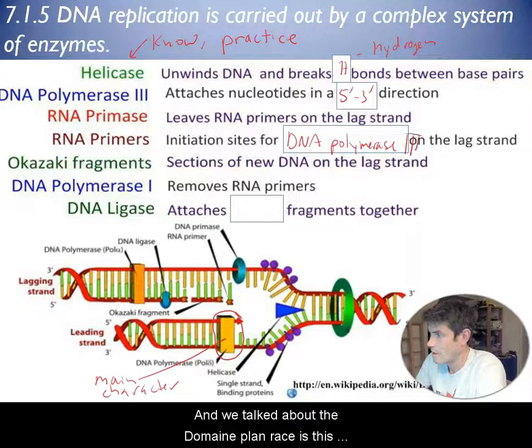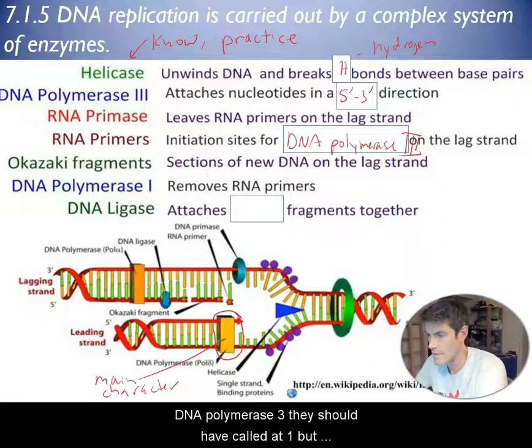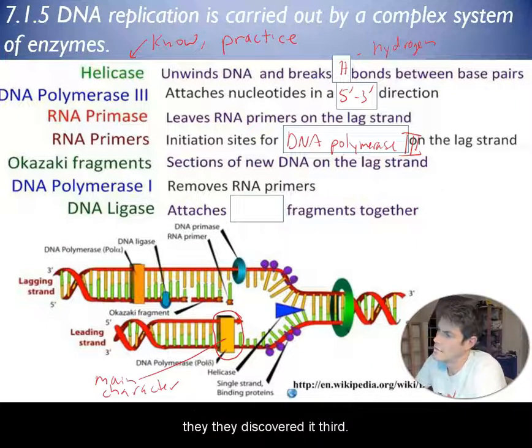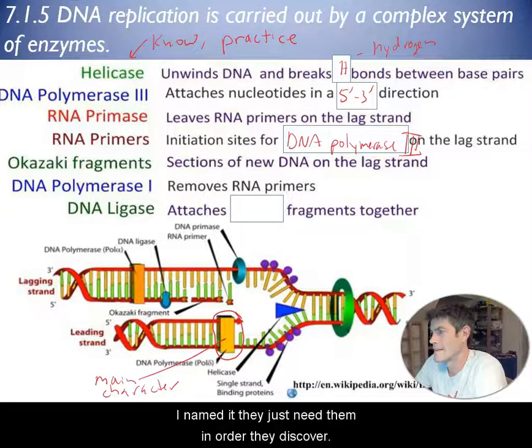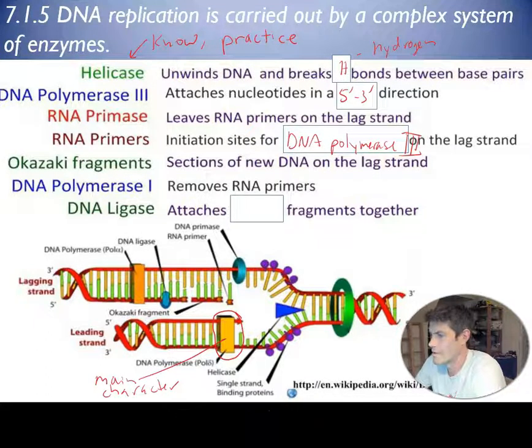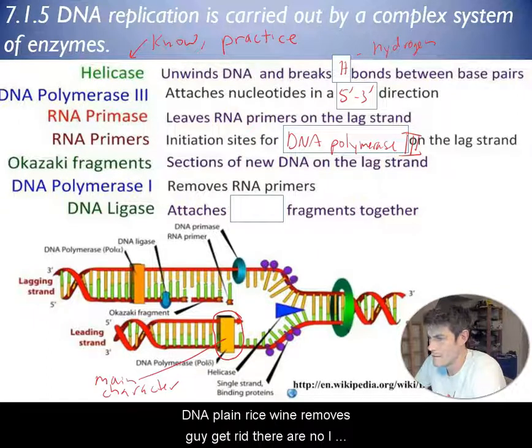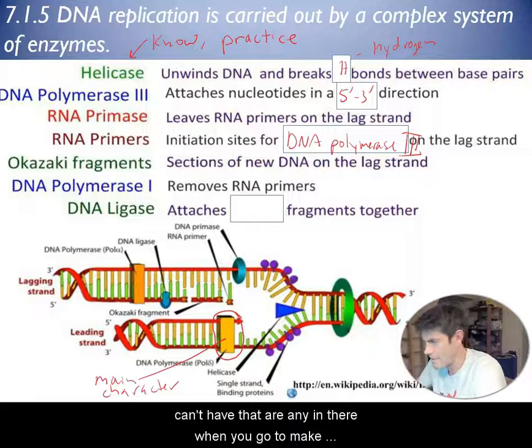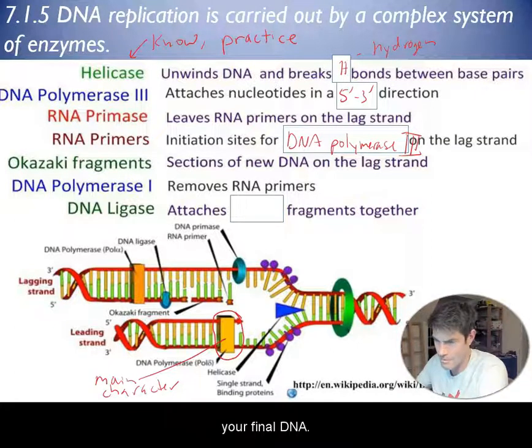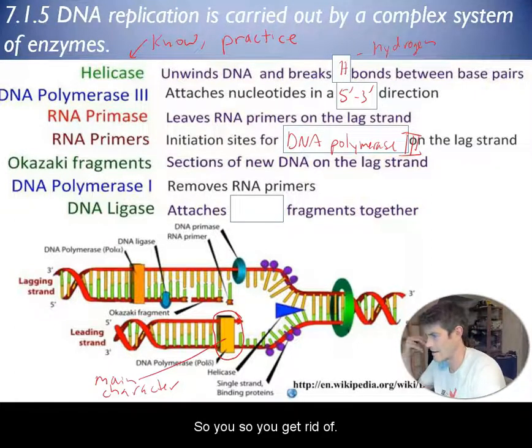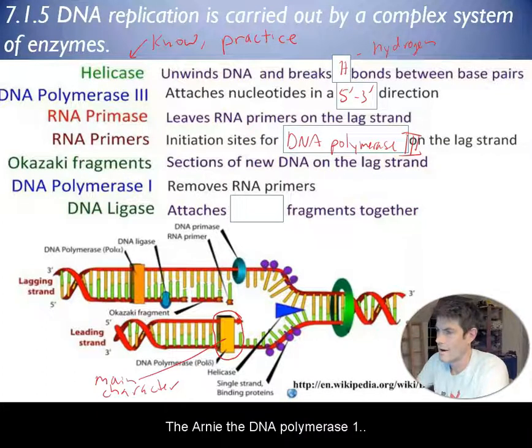And when we talk about the main polymerase, it is DNA polymerase 3. They should have called it 1, but they discovered it third. They just named them in the order they discovered. So DNA polymerase 1 removes the RNA. You can't have that RNA in there when you go to make your final DNA. So you get rid of it. The DNA polymerase 1 does.